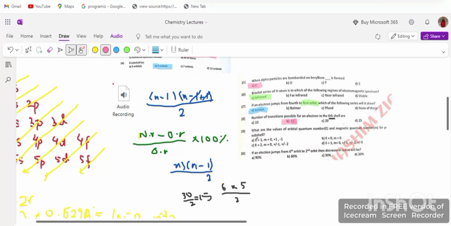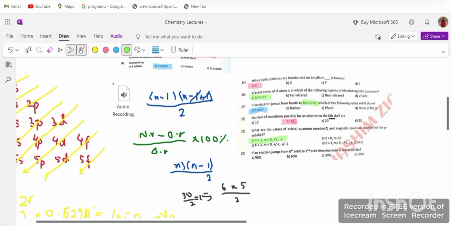Now in the 19th, what are the values for the orbital quantum number L and magnetic quantum number M for P subshell? Again, for S subshell we have azimuthal quantum number 0. For P we have azimuthal quantum number 1, which means L is equal to 1, and M values start from positive L to negative L, which means M would be equal to plus 1, 0, minus 1. So here our correct option is the first one. L is equal to 1, M is equal to 0, plus 1 and minus 1.